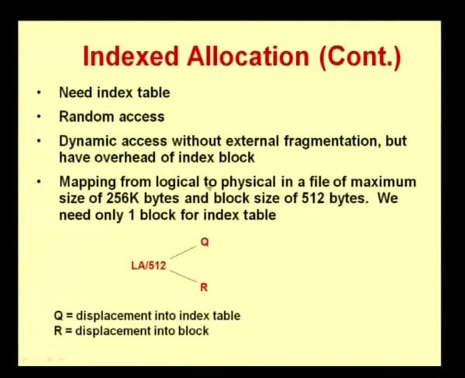Fourth, mapping from logical to physical: for a file of maximum size 256 kilobytes and a block size of 512 bytes, we need only one block of index table. Here Q is the displacement into the index table, and R is the displacement into the block. So, now what is fragmentation?